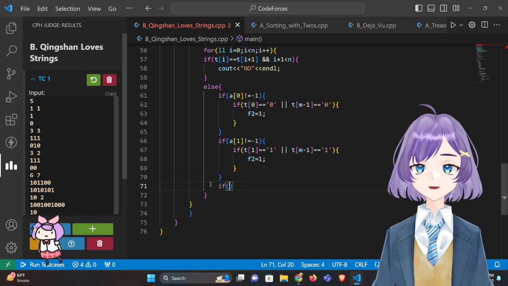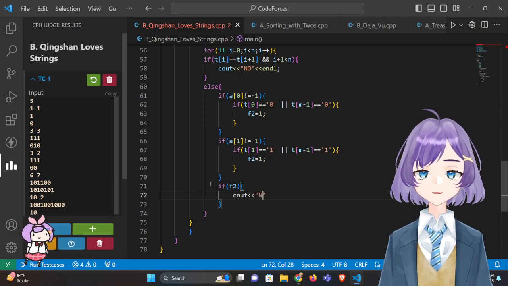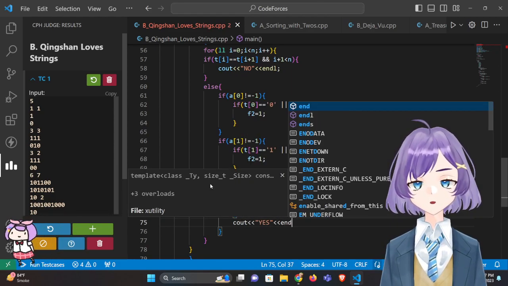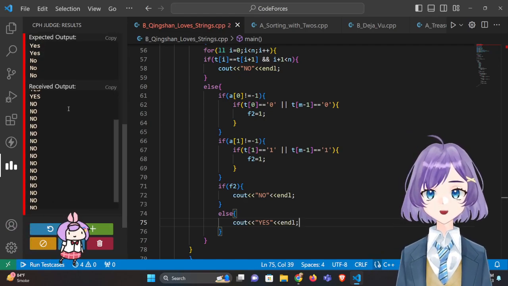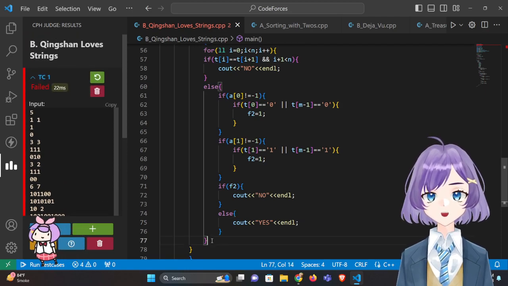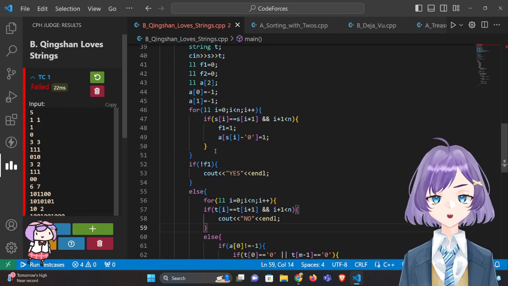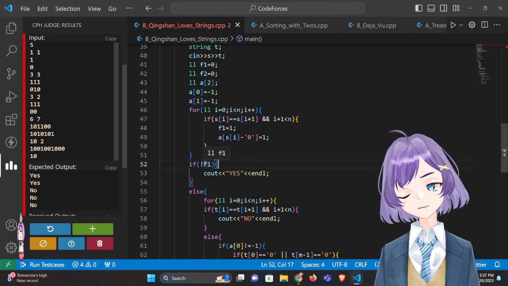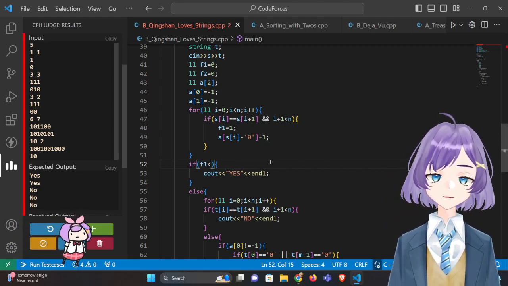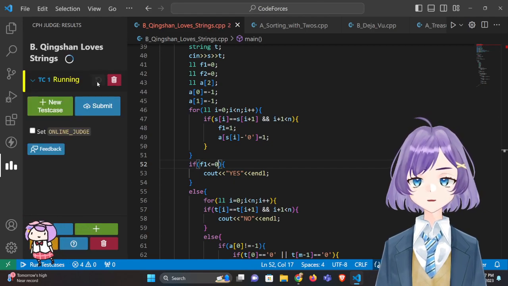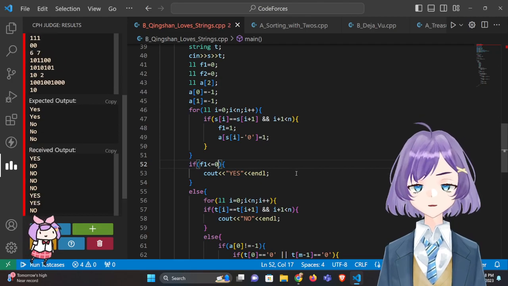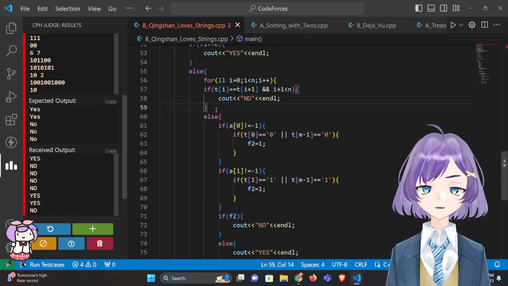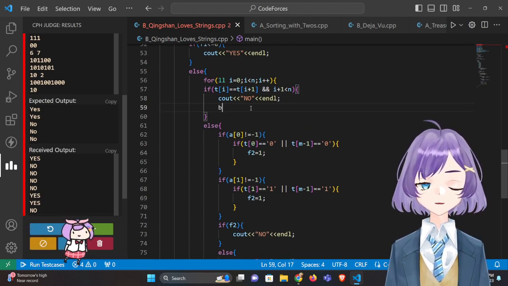Now, if f2 cout no, else cout yes. And if f1 is less than or equal to 0, break.